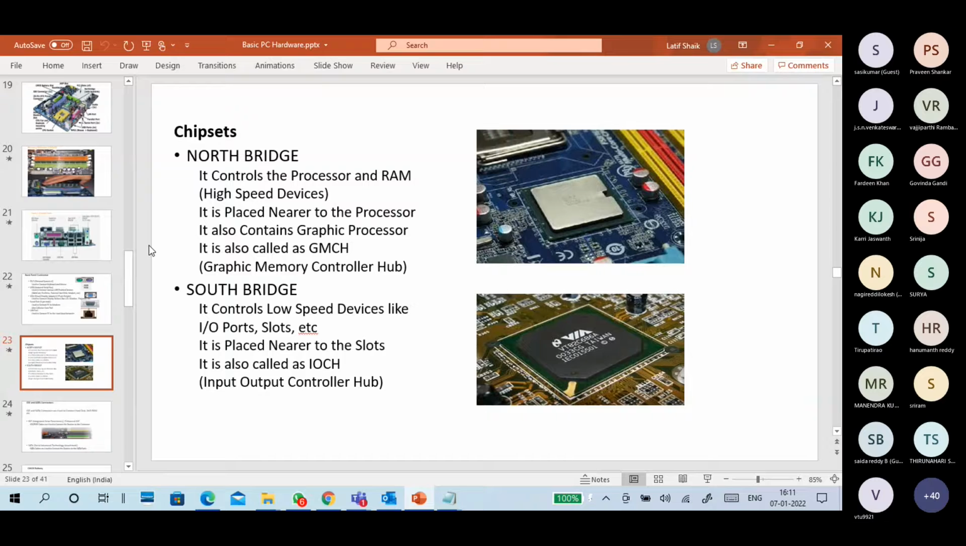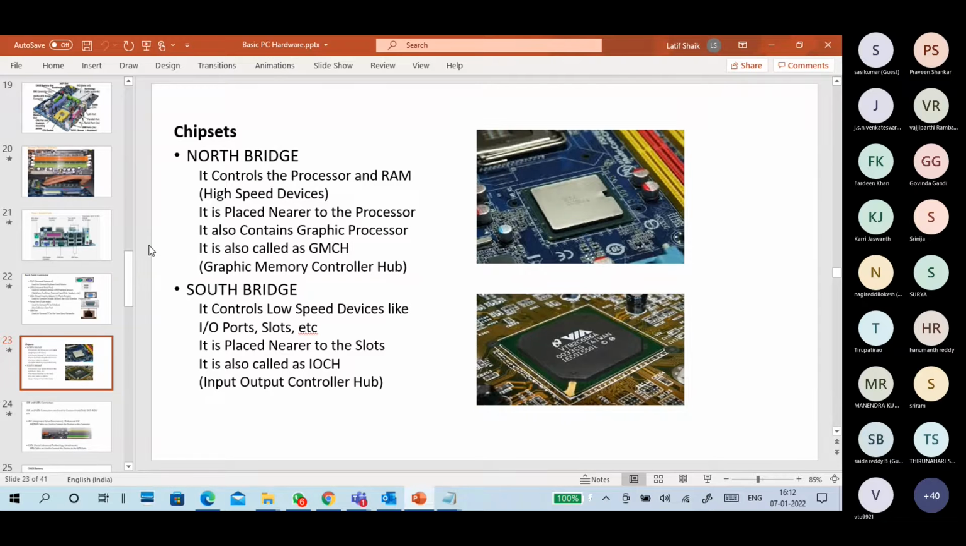This is a North Bridge chip and a South Bridge chip on your motherboard. Nowadays, North Bridge and South Bridge are combined into a single chip. But what is the purpose of the North Bridge? The North Bridge makes communication between the processor, RAM, and from IO devices to RAM. RAM and processor communication related issues will be taken care of by the North Bridge.